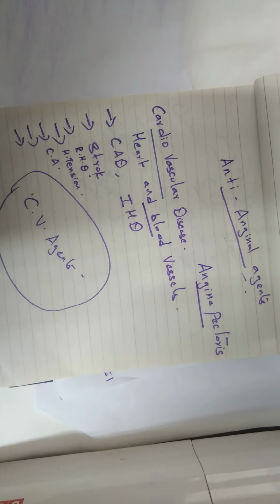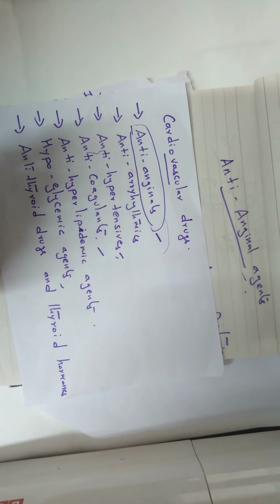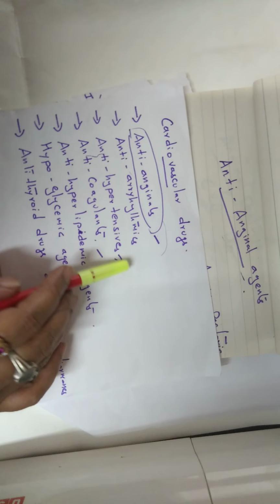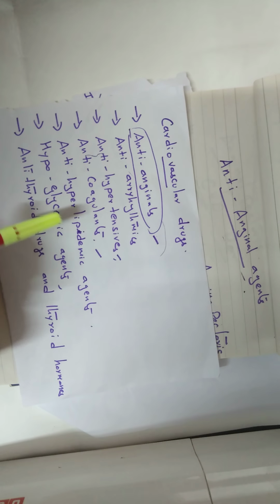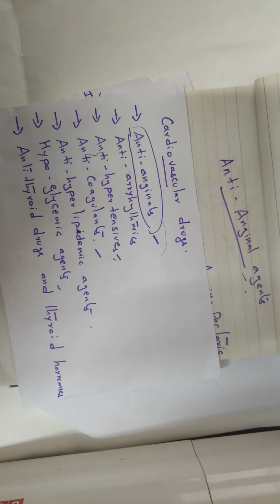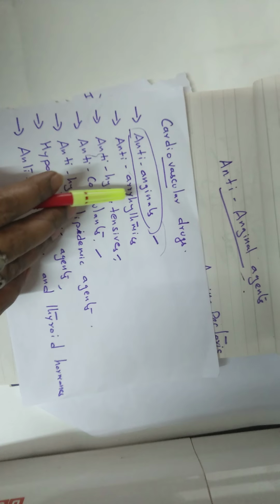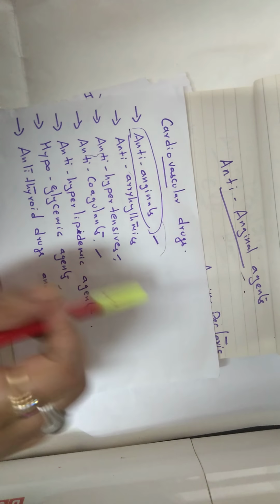They are anti-anginals, antiarrhythmics, antihypertensives, anticoagulants, anti-hyperlipidemic agents, hypoglycemic agents, anti-thyroid drugs, and thyroid hormones. Okay, so today in detail we will discuss the anti-anginal agents, also called anti-anginals.